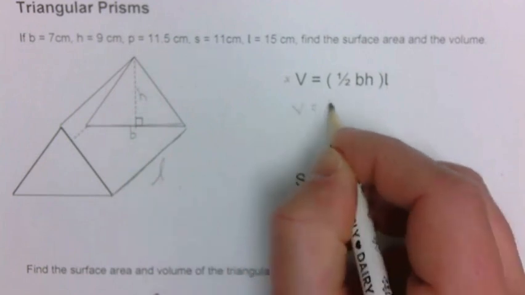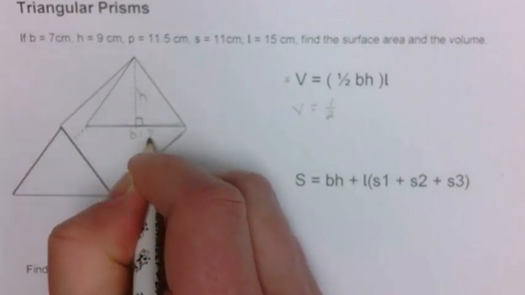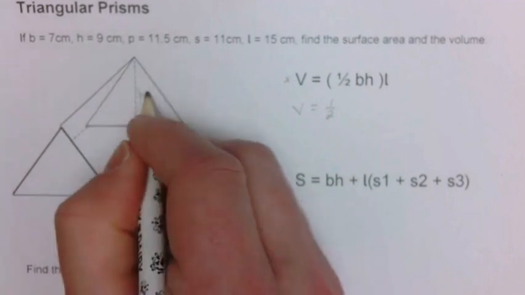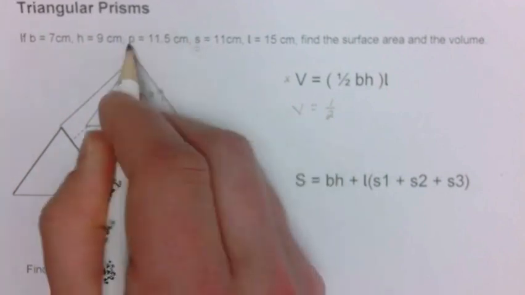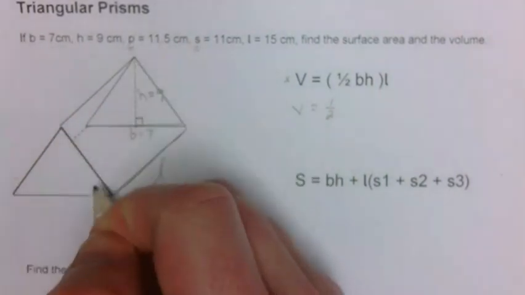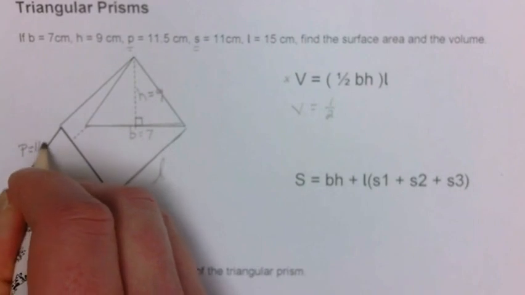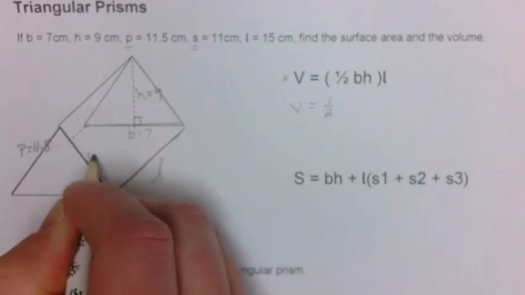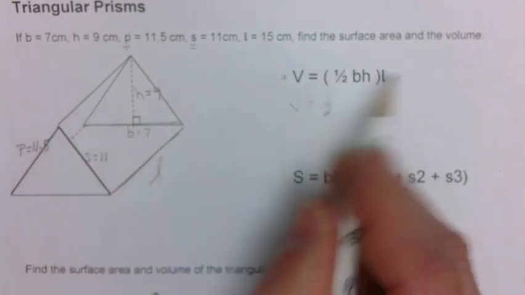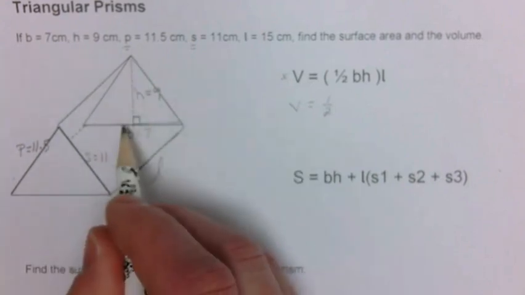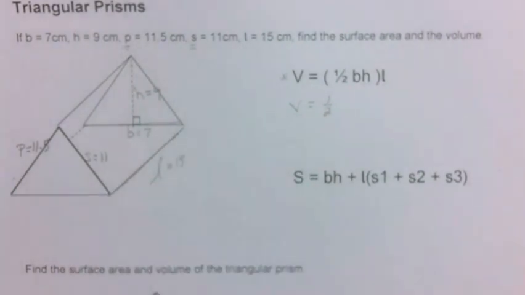So V equals 1/2 times, okay, well, B equals 7 centimeters, so I know that's 7. H equals 9 centimeters, so that's 9 centimeters right there. And then it gives me P and S. P and S are the two slanted sides of the triangle that aren't the base. So I can call that one P right there, which happens to be 11.5 centimeters. And I can call this one S right here, which happens to be 11 centimeters. Now, neither one of these are needed for this formula because the base and the height have to be perpendicular to each other. And then I need the length, which connects the two triangles together right here, is 15 centimeters.